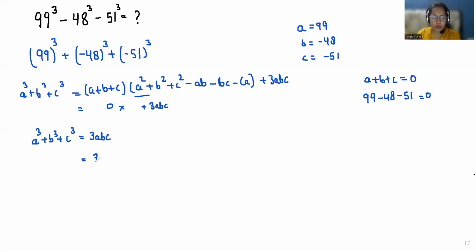So let's put the values: a is 99, times b is minus 48, times c is minus 51. So when we multiply all the four numbers, we get 727056. I hope it's clear and easy to solve.